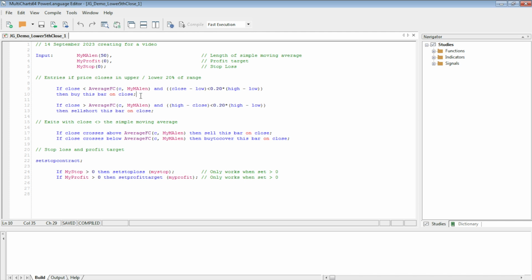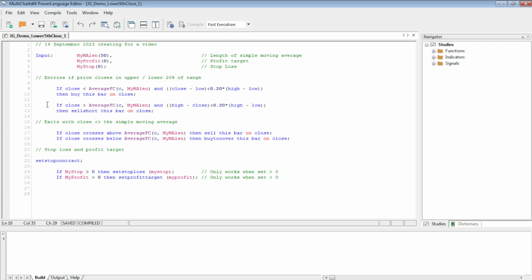It's that simple. And then we've got the opposite for the short trades. If the close is above that 50-period moving average and the close is greater than the upper 20% of the range, then sell short this bar on close. So we could actually run this strategy with just these entry orders, and that would give us our stop and reverse strategy, because we would be exiting when we got an entry to go in the opposite direction.